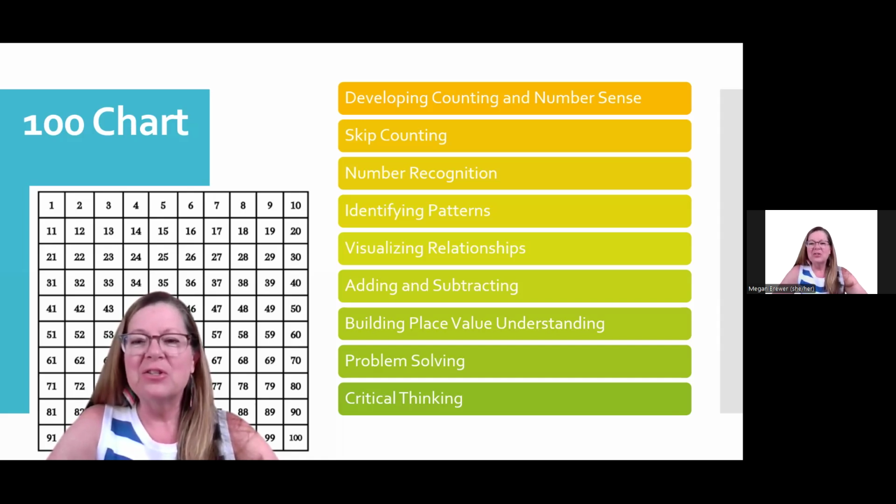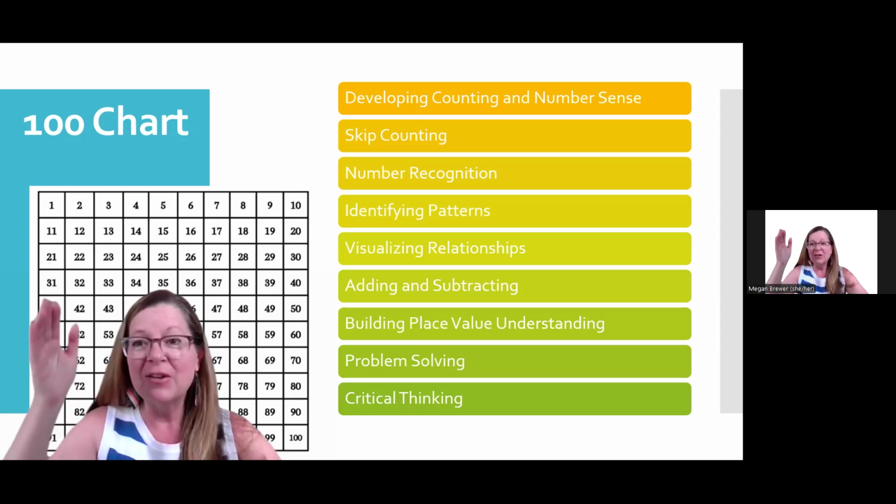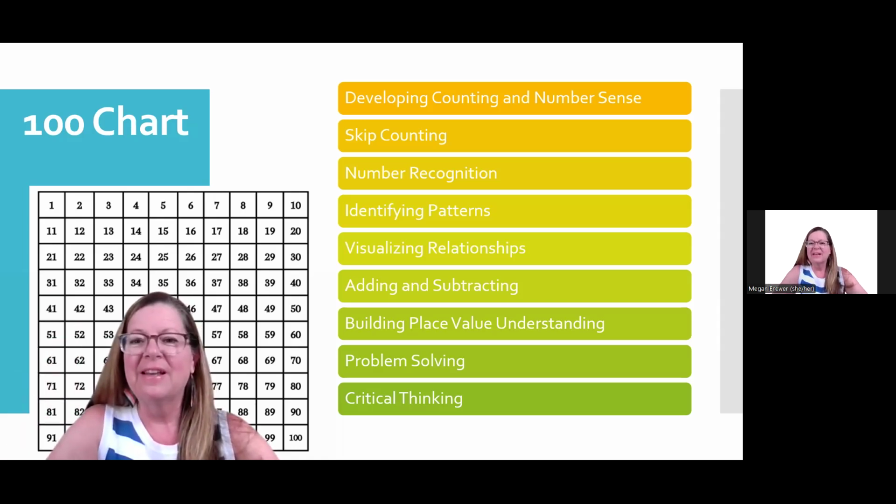The 100 chart allows students to visually connect numbers and understand their relationships, such as how they relate to each other in the rows and in the columns. The hundreds chart is great for helping students with addition and subtraction because it can be used to visualize addition and subtraction strategies, such as that counting on strategy or counting back by a certain number.